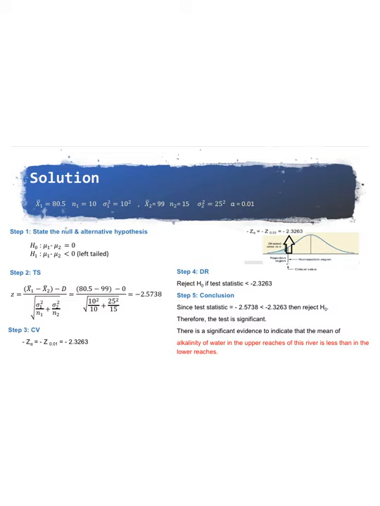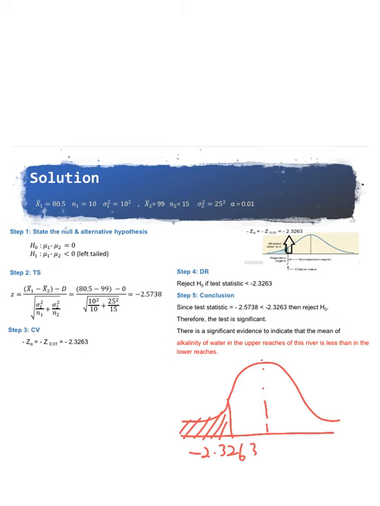Okay, saya lukis okay, this one. So since kita nak tengok left tail, so this is our rejection region, yang mana critical value dia adalah negative 2.3263. So kita nak tengok value test statistik kita tu falls in the rejection region or not. So since we get negative 2.5738 which falls in the rejection region, so we will reject the null hypothesis.